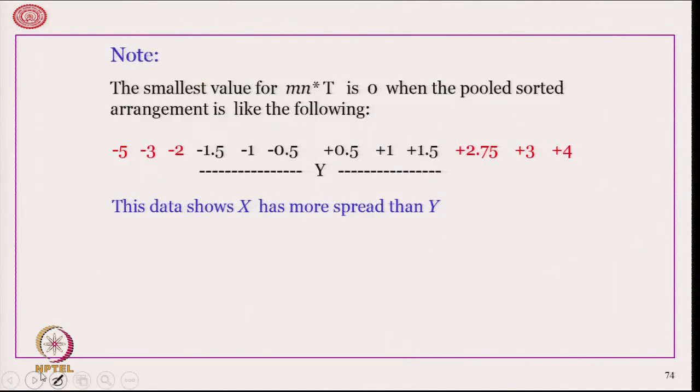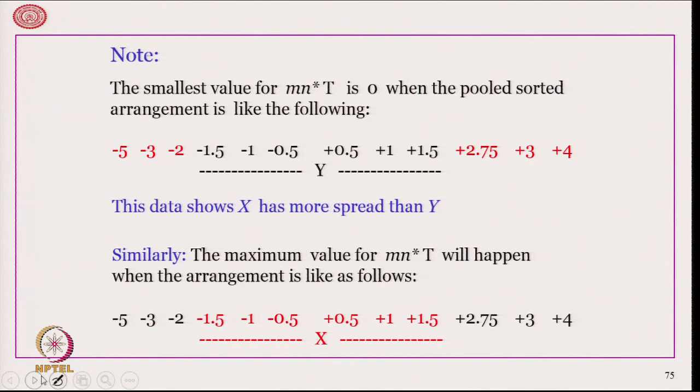Now, the smallest value for m n times t, that means you are looking at the counting, is 0 when the pooled sorted arrangement is something like this. All y values are at the center. Therefore, no x is less than y on the positive side and no x is greater than y for negative side. Therefore, the value of the count is equal to 0. So, in this case, the data shows that x has more spread than y. Therefore, for lower values of t, we can see that the x will have more spread than y.